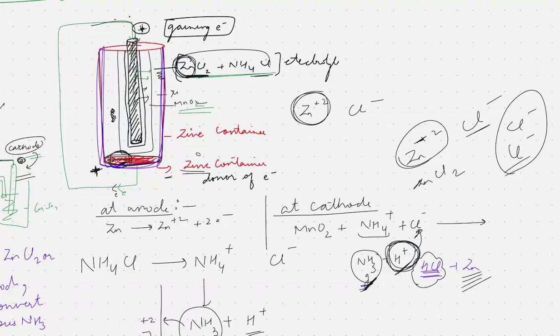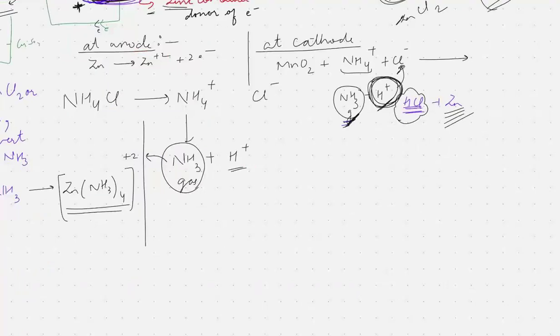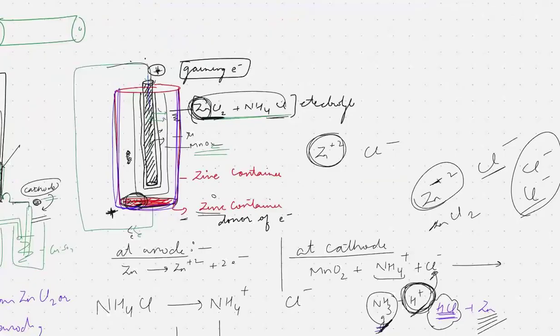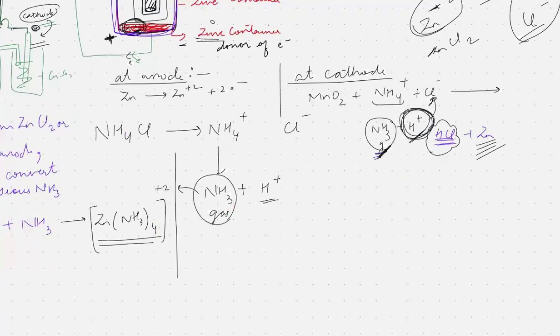So you understand what happens at the cathode. Now the cathode gains the two electrons given by the zinc anode; they reach the graphite rod and enter. So we're going to have MnO2 plus NH4 plus plus two electrons.